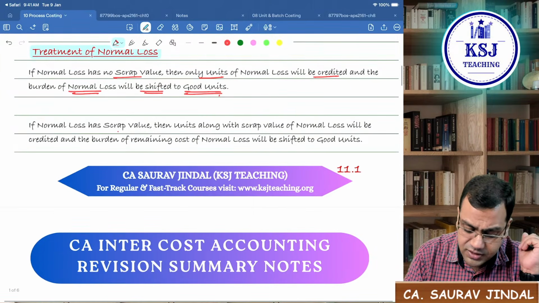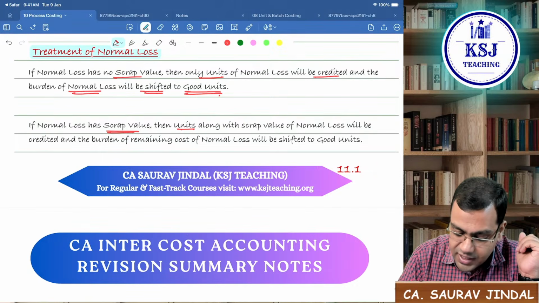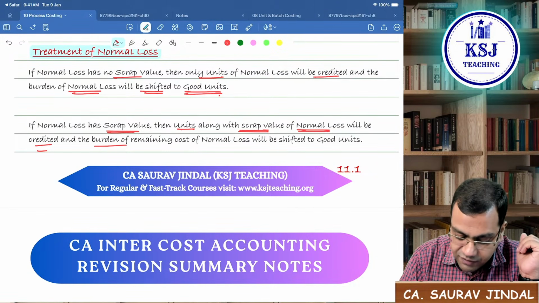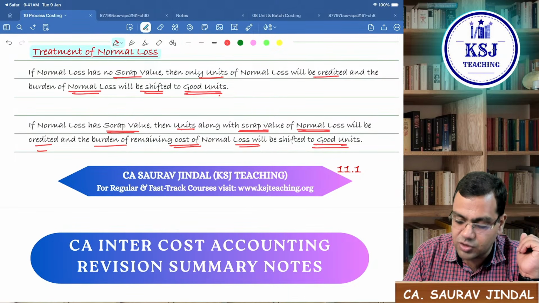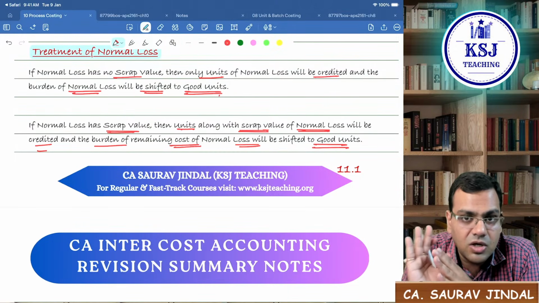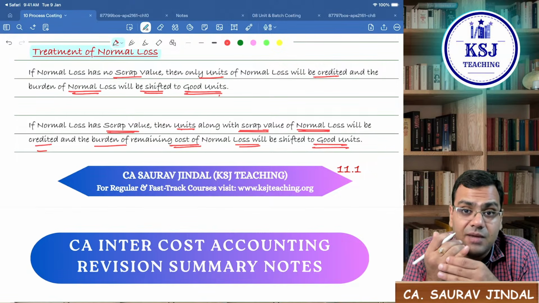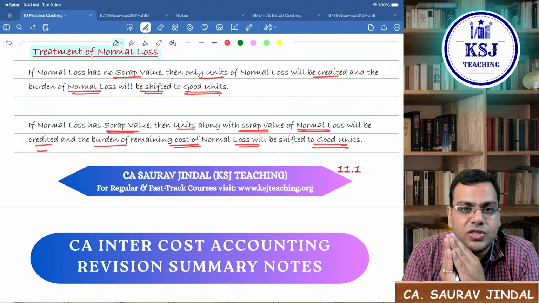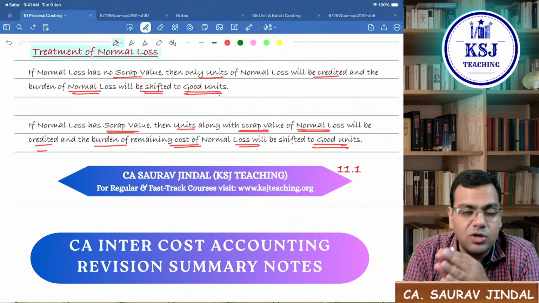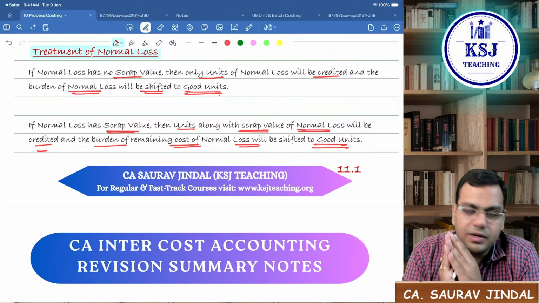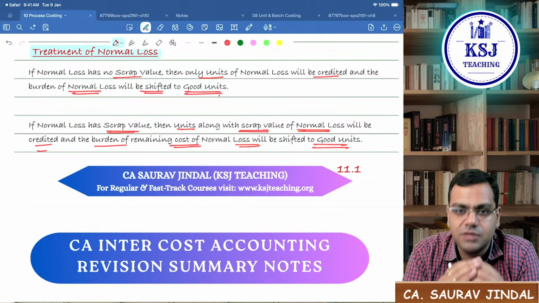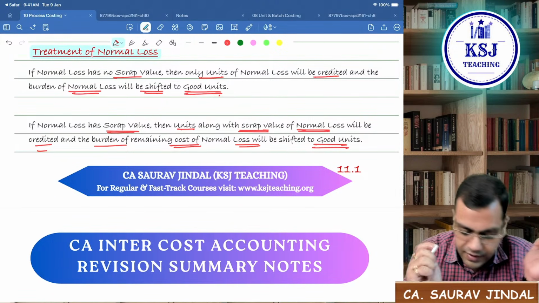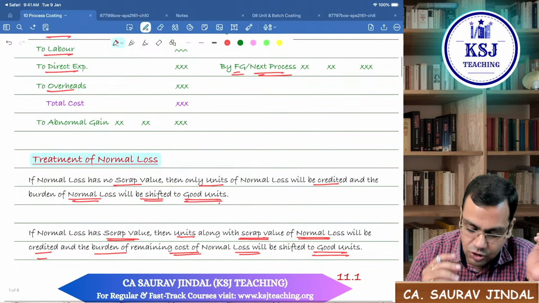And if the normal loss has a scrap value, then the units along with the scrap value of normal loss will be credited and the burden of the remaining cost of normal loss will be shifted to good units. Let's say there is a normal loss of 100 rupees. If you are able to recover 20 rupees out of it, what is the net normal loss now? 80. Now the burden will be 80 rupees and not 100 rupees, right? So it will be a reduced burden for the good units. That's the only thing for normal loss, right? So this is the treatment of normal loss that we do.